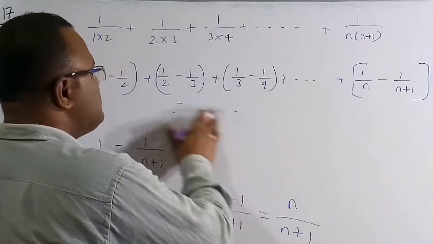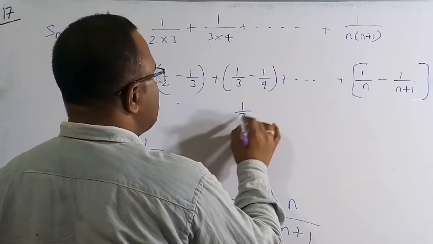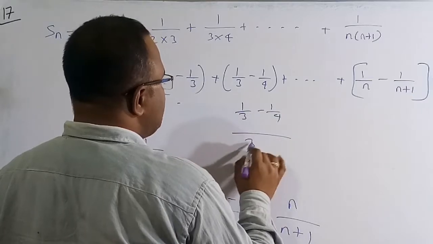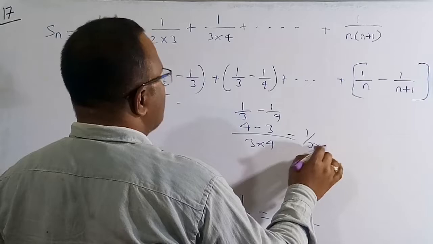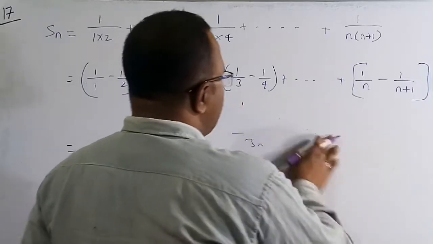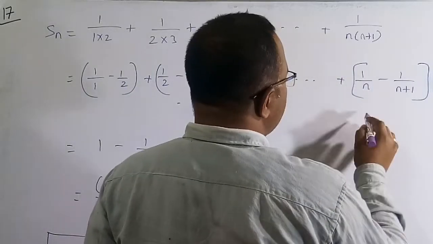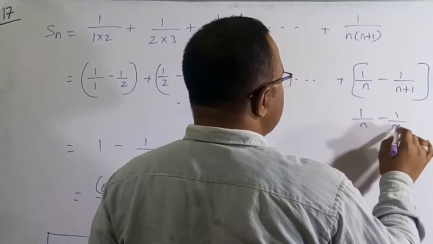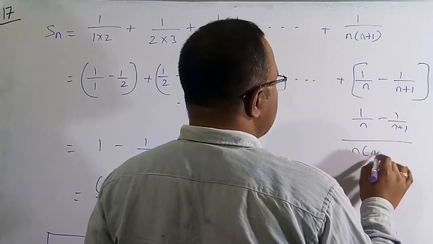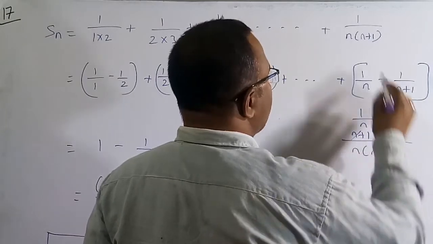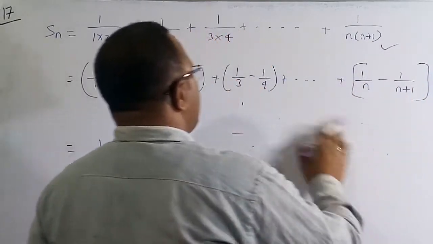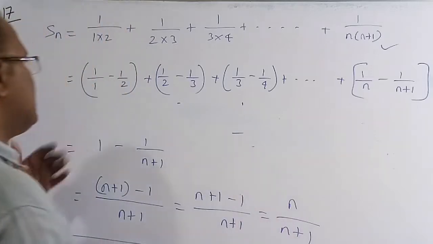Similarly, 1 by 3 into 4 also I can write as 1 by 3 minus 1 by 4, because the LCM is 3 into 4. So this value is 4 and this value is 3. Same thing you are going to get. So up to the nth term I can write 1 by n minus 1 by n plus 1, because the LCM is n into n plus 1. So this term is n plus 1 and this is n. So this is going to get cancelled. So finally you are going to get the same term. I have done it in a simplified manner.